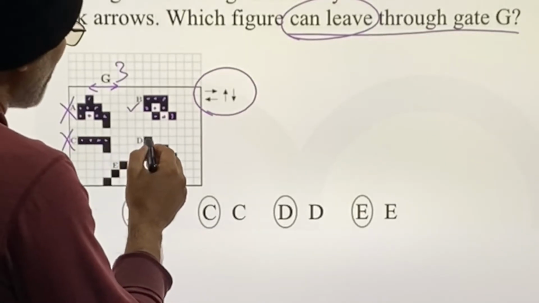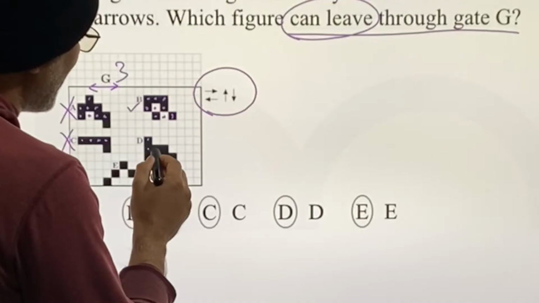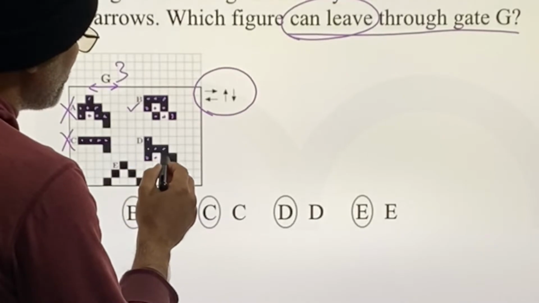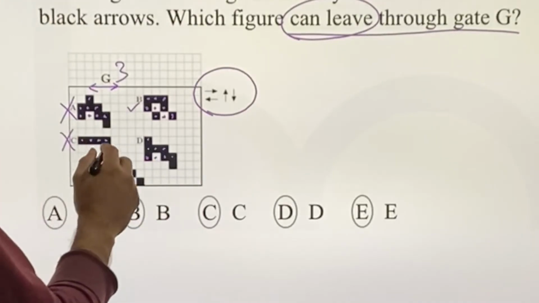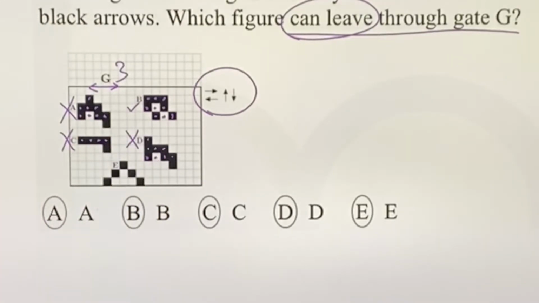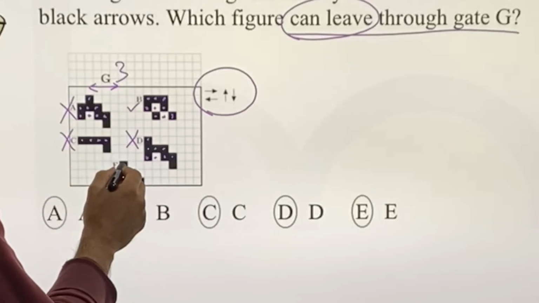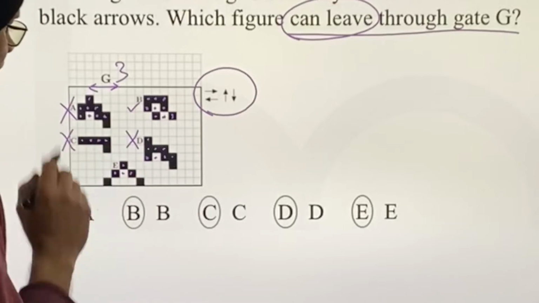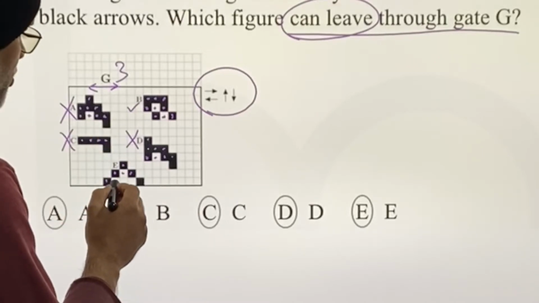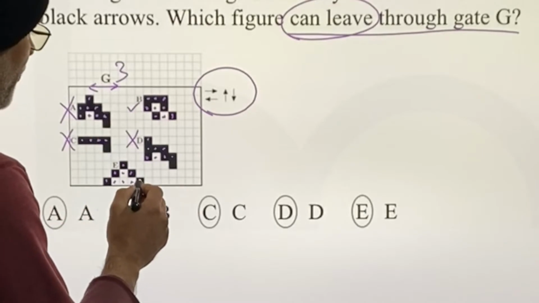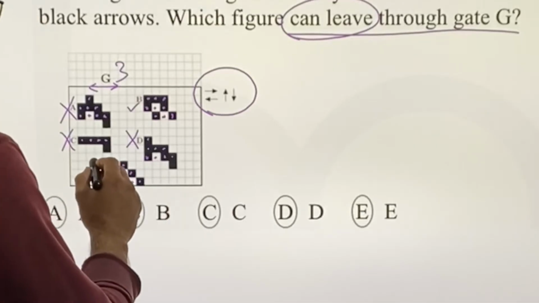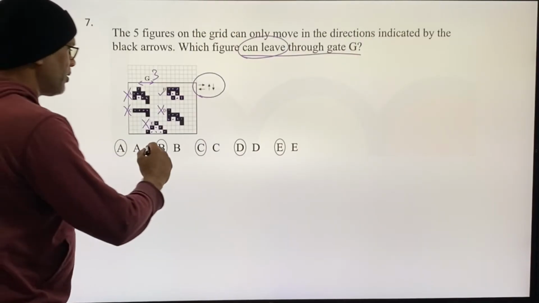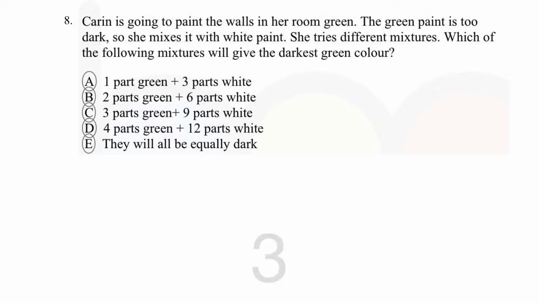D. At the top it is 1 unit, which is fine. Here it is 1, 2, 3 units, that is fine too. Here it is 1, 2, 3, 4. 4 is not going to fit, so D will not work. E. At the top level 1 unit, that is fine. 1, 2, 3, that is fine too. Here it is 1, 2, 3, 4, 5. 5 is not going to pass through gate G, so E is not going to work. Then B is the correct choice.